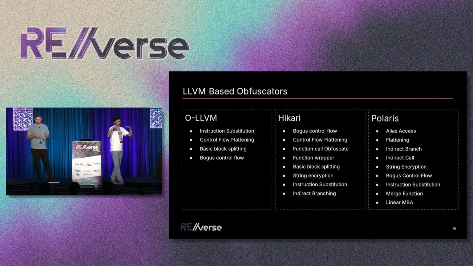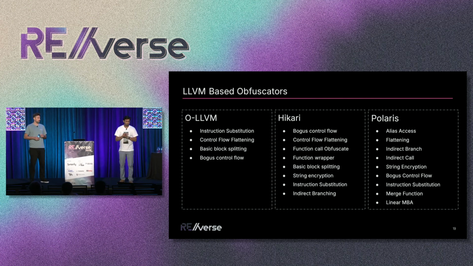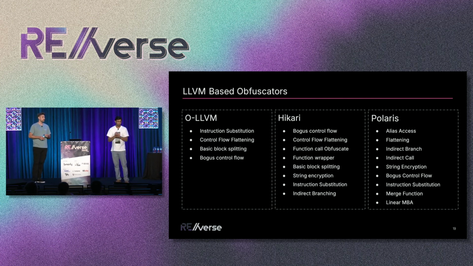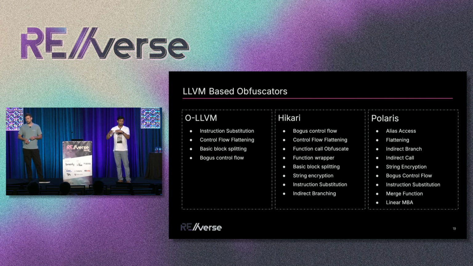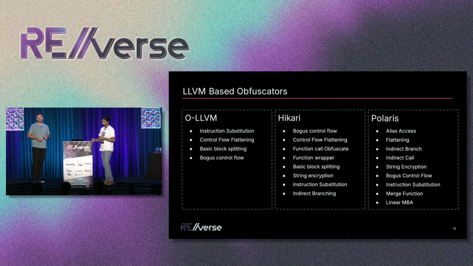Yeah, quick summary about the features these tools offer. So OLLVM, I would say the OG one, started this whole revolution in a way. Hikari and Polaris are a gradual evolution. For example, with Hikari you have a few more passes like string encryption and indirect branching, which we just talked about. With Polaris, you get obfuscation using linear MBAs. So things are evolving.